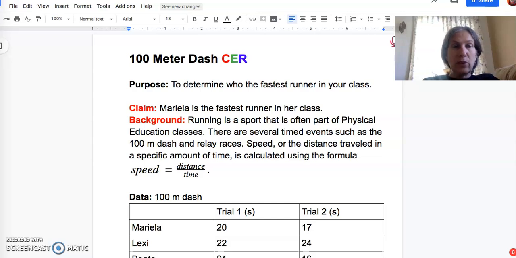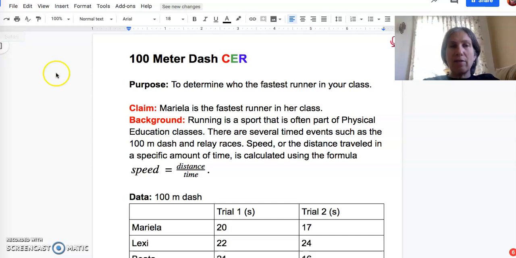So the purpose of this video is to help you write a CER. This is not a real CER, but it's designed to help you write the claim and evidence section. Let's say, for example, you had to write a CER about a 100-meter dash. Maybe this is even for a different class, like a PE class. We're just going to walk you through the steps.